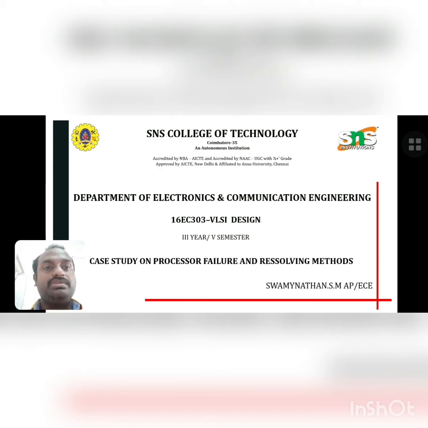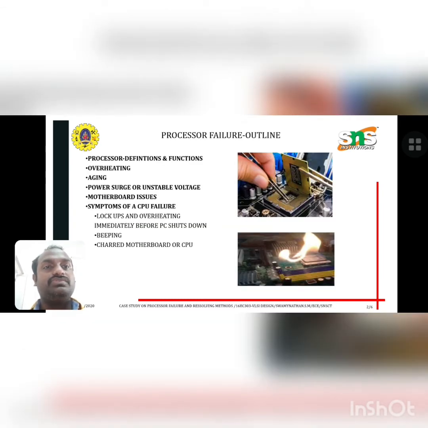Now I am going to discuss VLSI design, subject code 16EC303: a case study on processor failures and its resolving methods. First, what is meant by a processor? A processor is an integrated electronic circuit that performs the calculations that run on a computer.